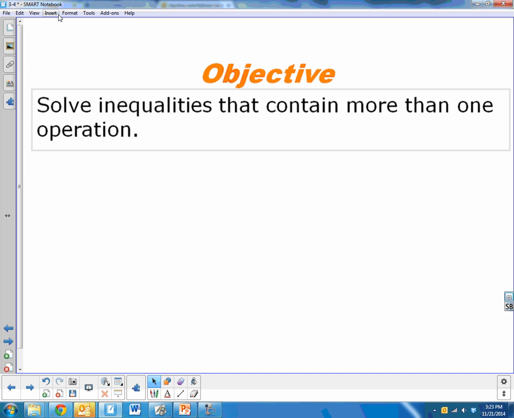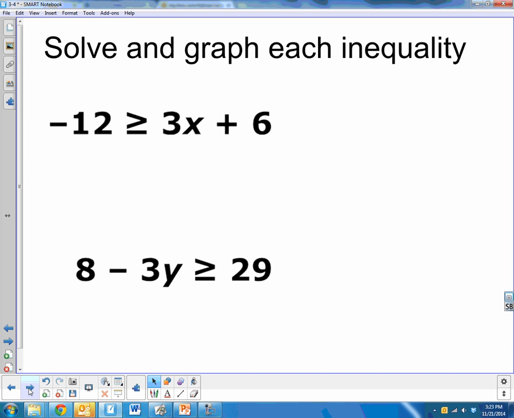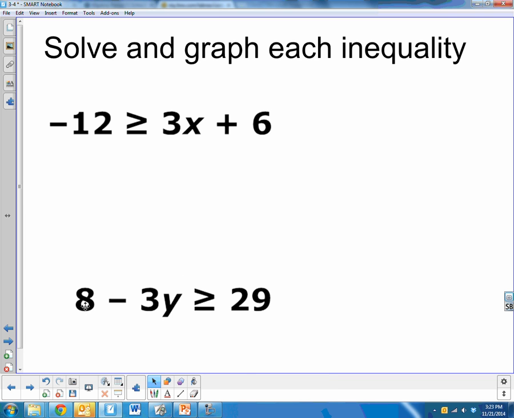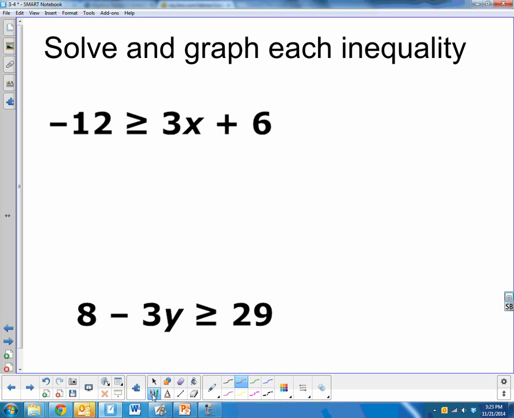for you. So we're solving inequalities that have more than one operation. We're going to be solving and graphing inequalities. Again, very similar to what we did in chapter 2. We are going to work backwards through PEMDAS. And so we're going to minus 6 from both sides first. We're going to deal with any adding or subtracting first.